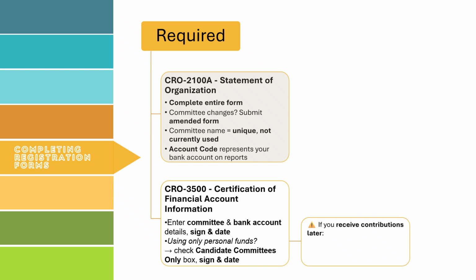Please be aware that if a supporter gives you money after you certify that you will only be using personal funds, you are required to open a committee bank account and must submit a new CRO 3500 and an amended CRO 2100A, disclosing that account information.